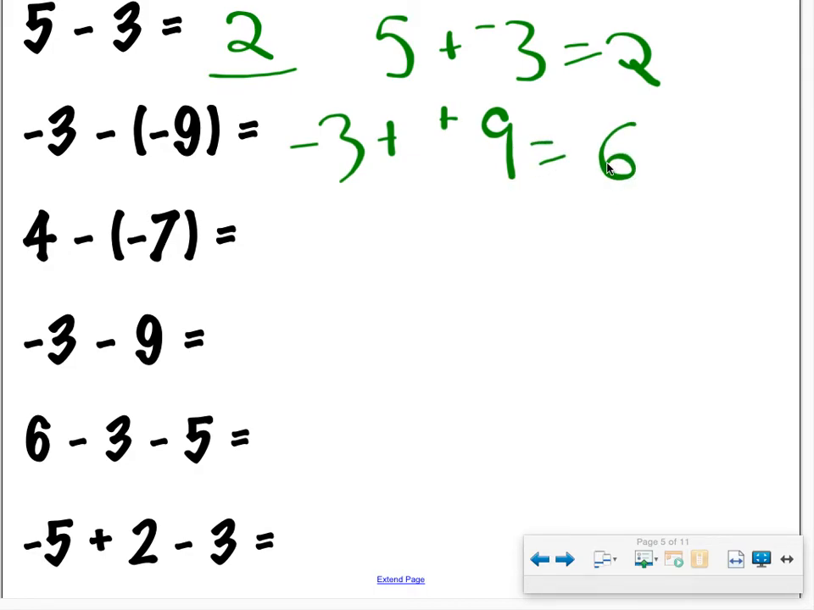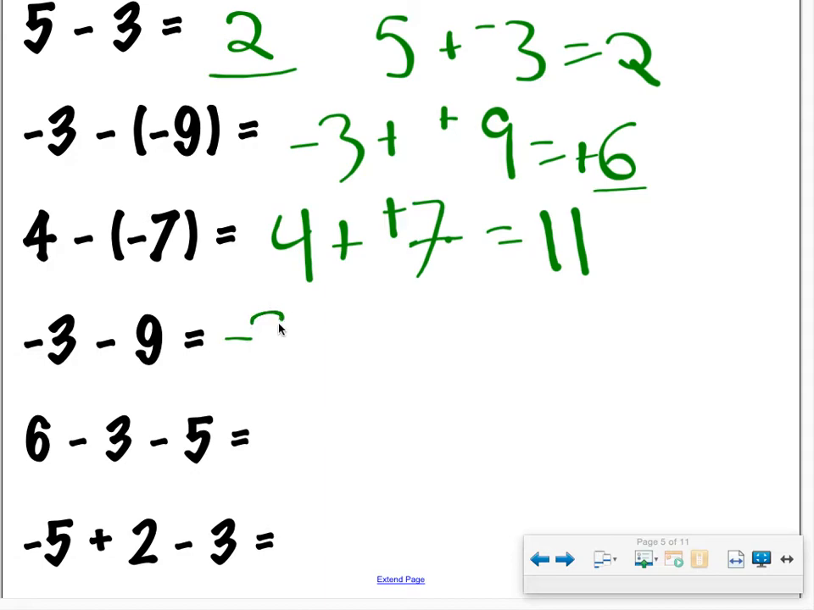We know that from our addition algorithms, right? So they are different signs, so we find the difference, which is 6, and we keep the sign on the 9. All right, let's look at 4 minus negative 7. So same, change, change. Oops, so it's just 4 plus 7, which is 11. All right, negative 3 minus 9, again, same, change, change. And from our addition algorithms, we know that that is negative 12.